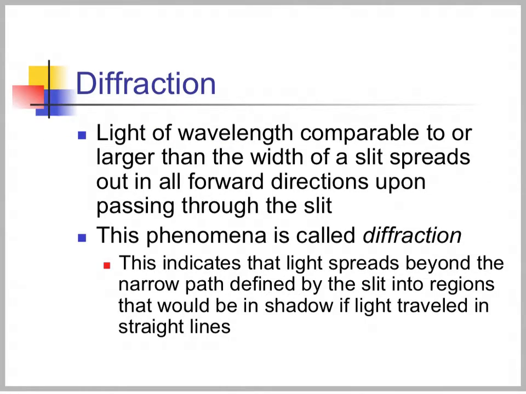Light that has a wavelength comparable to or larger than the width of a slit spreads out in all forward directions upon passing through the slit. This phenomenon is called diffraction. It indicates that light spreads beyond the narrow path defined by a slit into regions that would normally be in shadow if light always traveled in straight lines.